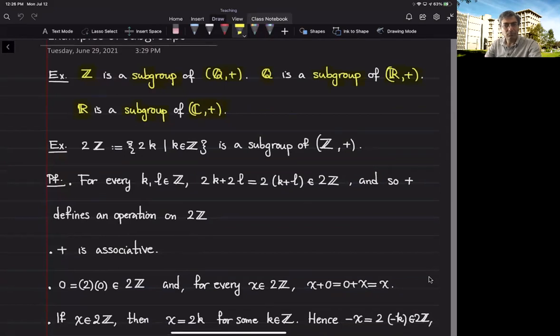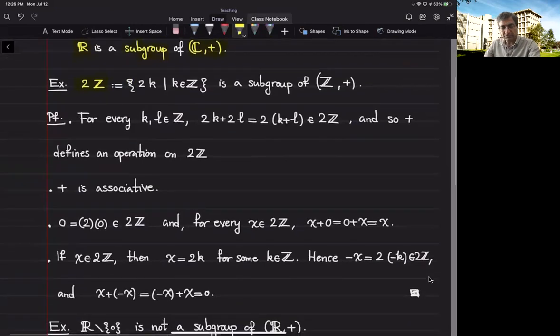Now, do we have any subgroup inside Z? There are many subgroups inside Z. For instance, the set of even numbers: it's closed under addition, and the additive inverse of an even number is also even. And it is a subgroup. You can simply check it. Let's actually do it and make sure that you understand why it is a subgroup.